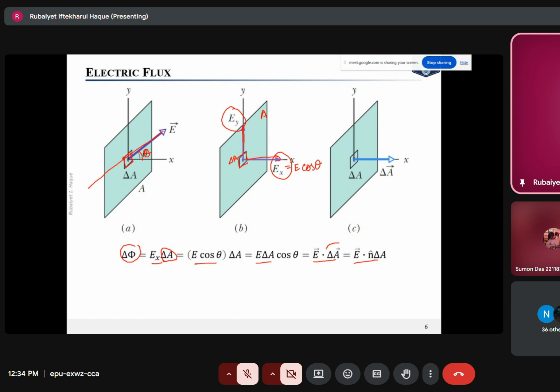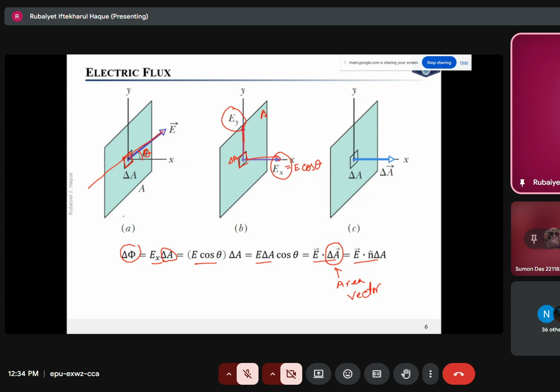Now you can see we represent this particular vector area in vector form. This new quantity is known as the area vector. This is the new quantity called area vector.